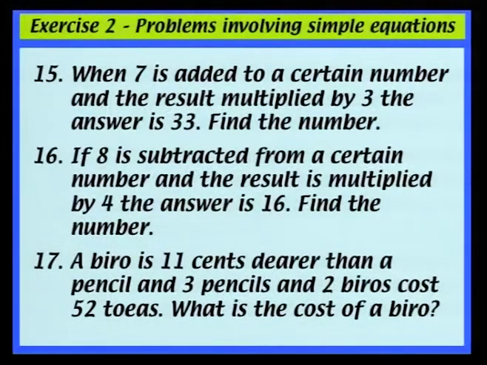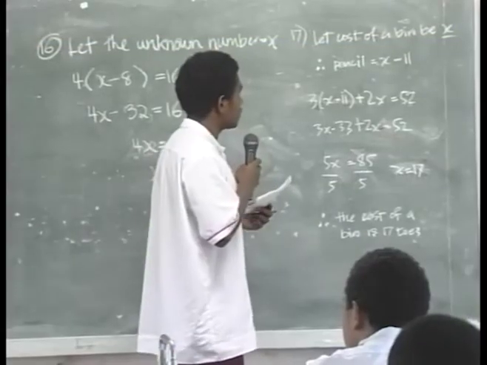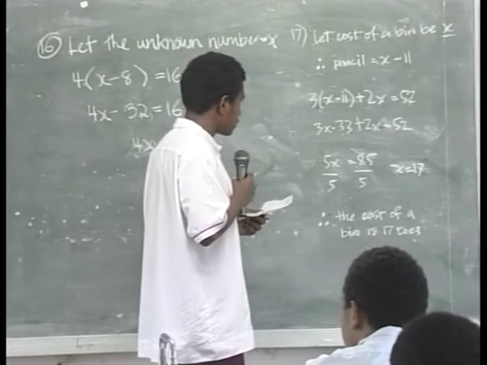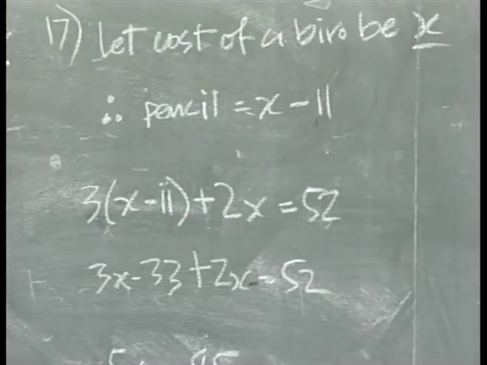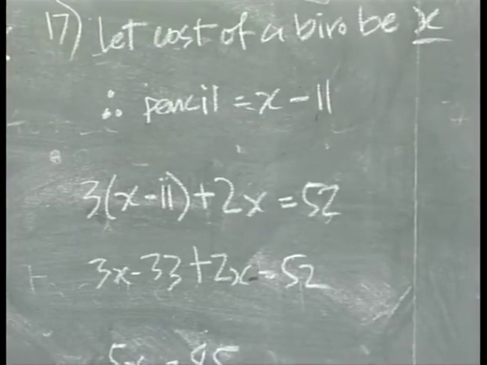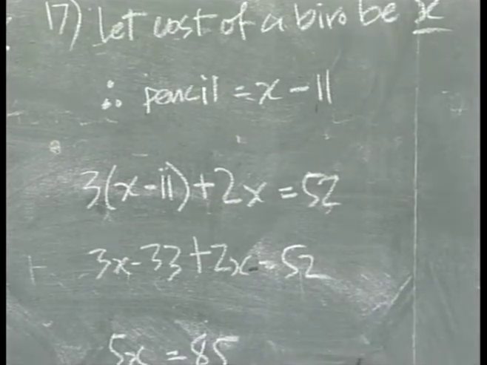The question reads, a biro is 11 toya dearer than a pencil. 3 pencils and 2 biros cost 52 toya. What is the cost of a biro? Let the cost of a biro be x. Therefore, a pencil is x minus 11 because a biro is 11 toya dearer than a pencil.